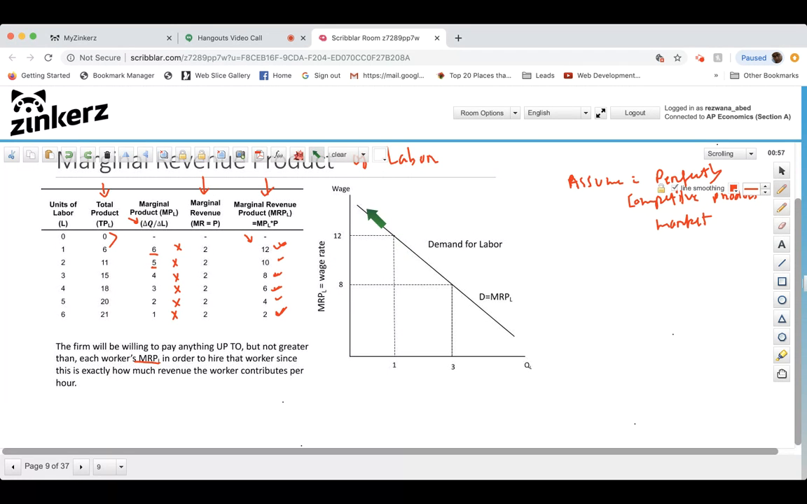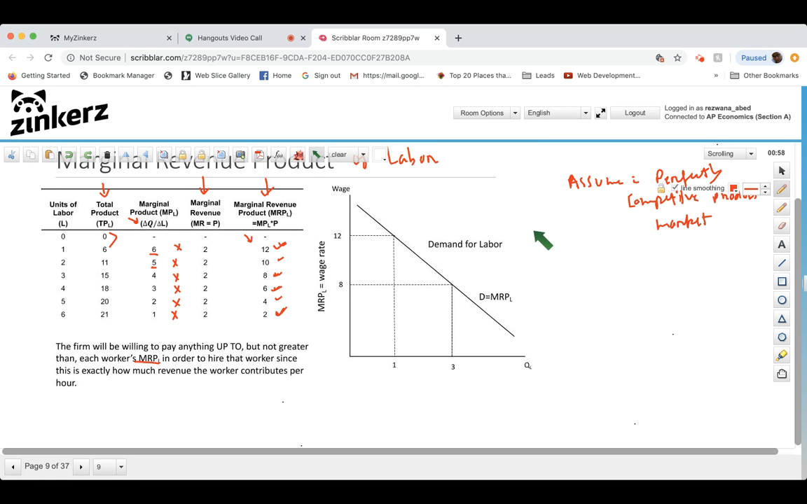Okay, so I have a question. Yeah, Gabriel. Why would the firms pay the same price as what the worker is going to earn then? Why wouldn't they want to earn profits?